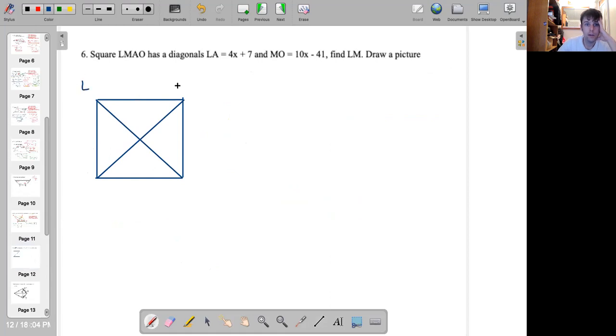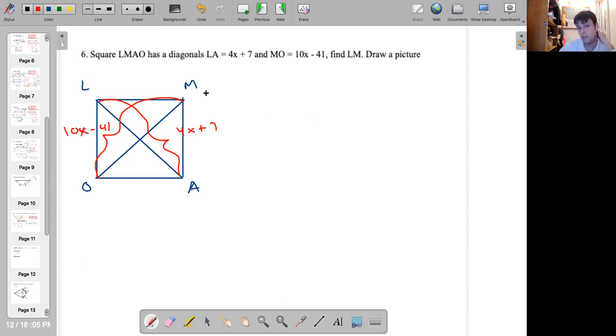So it doesn't matter where we start, we'll just do it here. It has diagonals LA, so that's this whole diagonal. Okay, so this whole diagonal here is 4x plus 7. And the other whole diagonal, MO, is 10x minus 41.